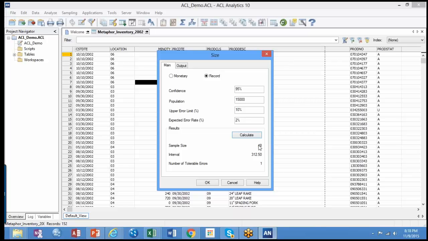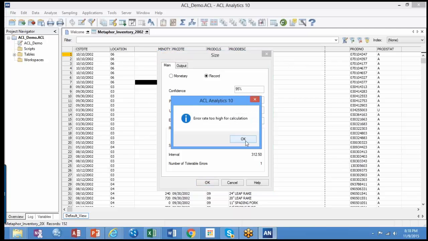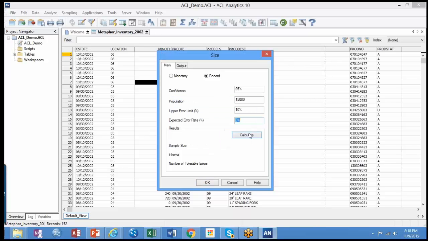So what this is saying is that in populations, the way the statistics work in terms of picking the sample is not dependent upon the population as much as it's dependent upon the precision, and this precision is the difference between the upper level and the expected error rate. So let's change this now to say 8%. Okay, so we do the calculation here, and actually I want to go back over here.